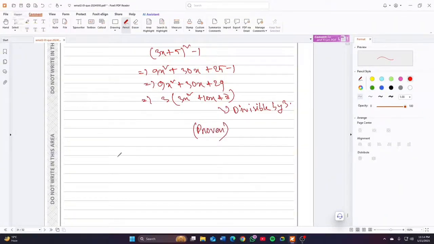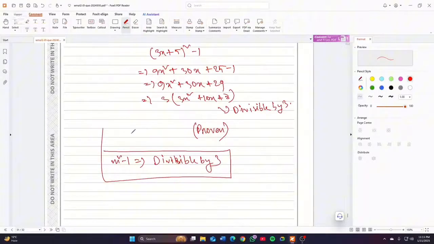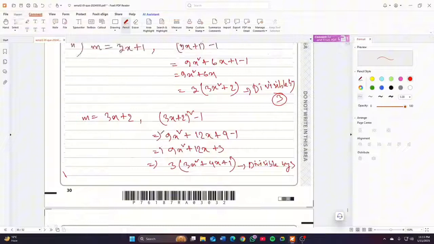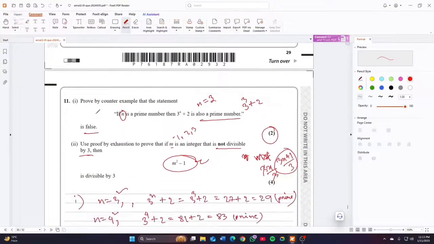We've proved that m squared minus 1 will give us a value that is divisible by 3. So this question is mostly an IQ type question, where you have to use your analytical skills to solve it. There is no rule book for this type of question.